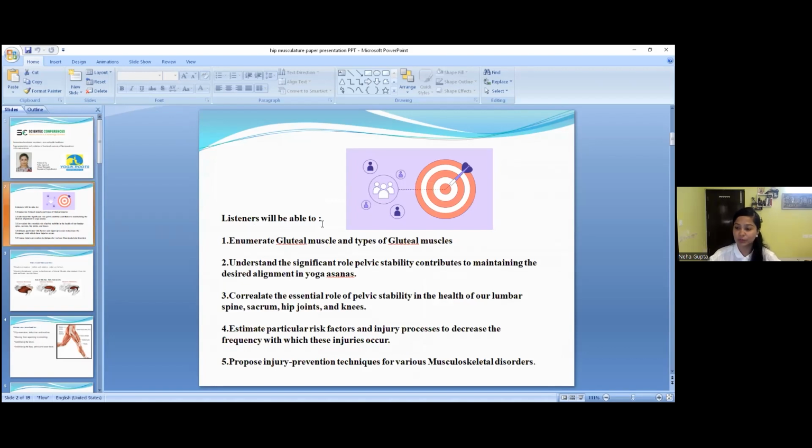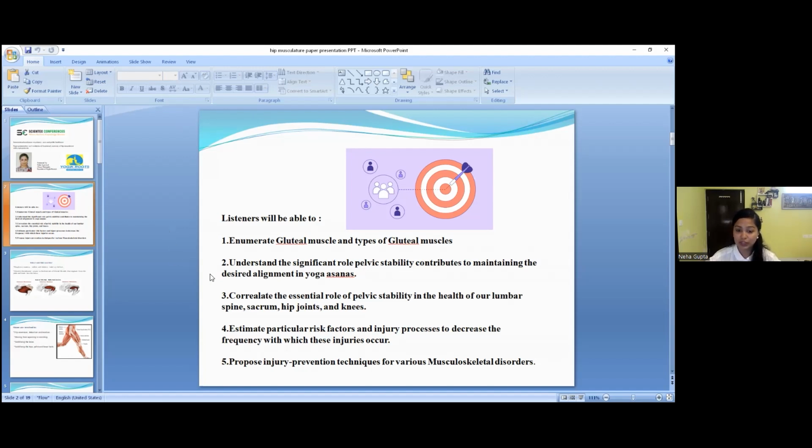My listeners will be able to enumerate the gluteal muscles and their types. We will also understand the significant role pelvic stability plays in maintaining the desired alignment in yoga asanas. Many yoga asanas definitely need the activation of our gluteal muscles. We'll see how Pavan Muktasana and the warrior pose help us with stability.